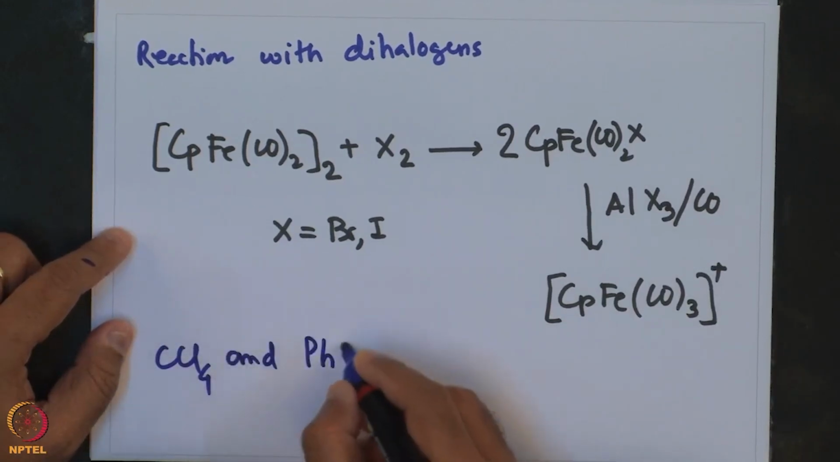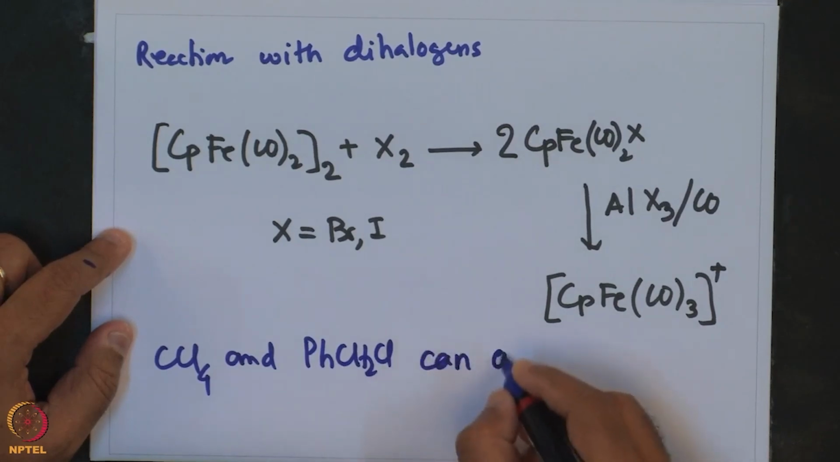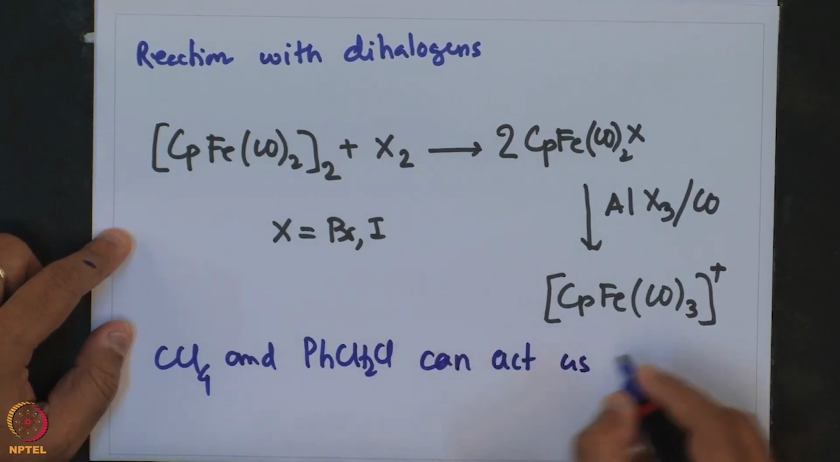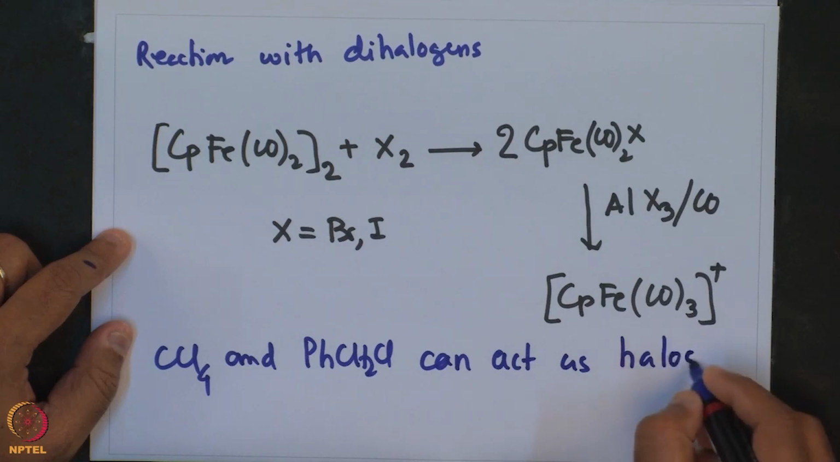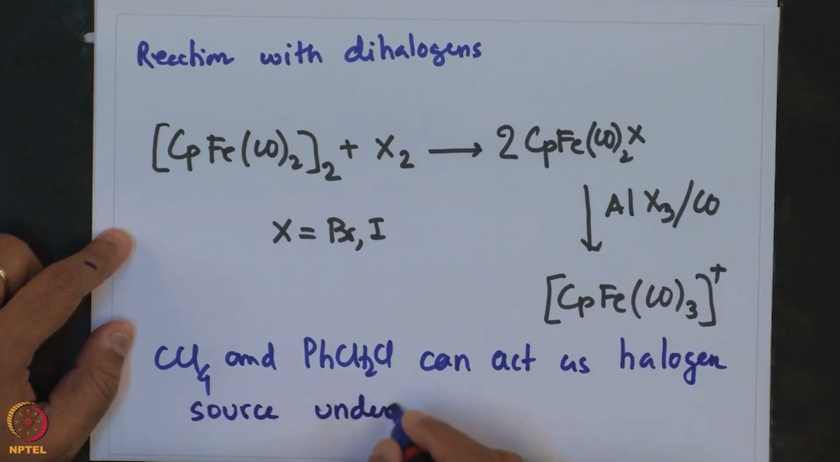PhCH2Cl, can act as a halogen source under photochemical conditions.